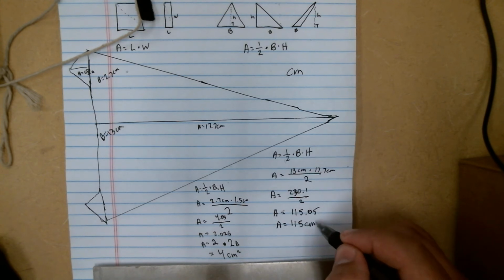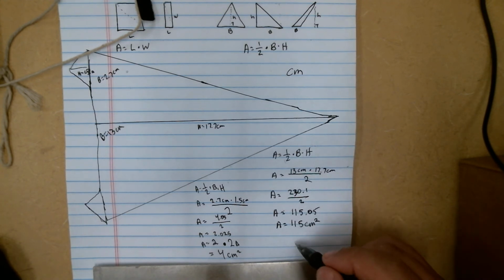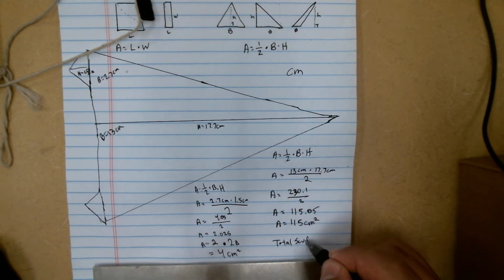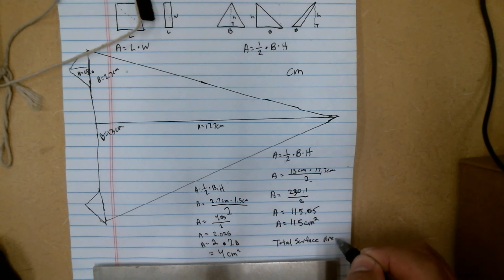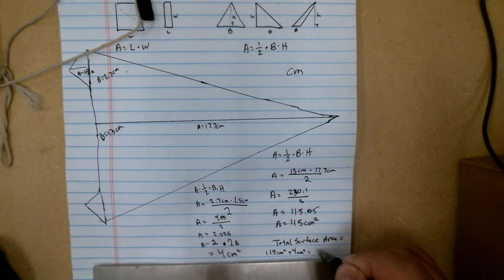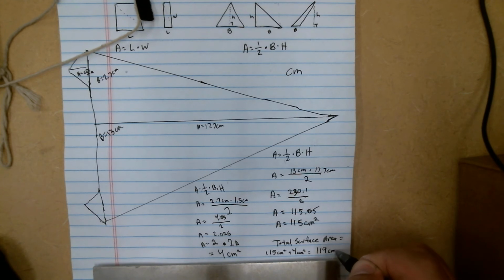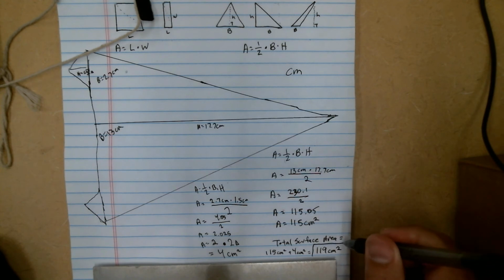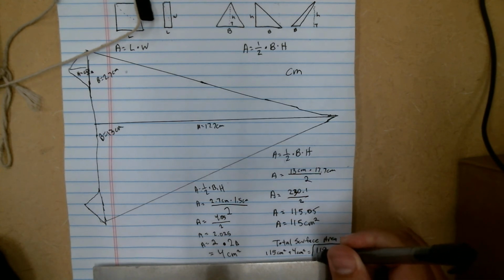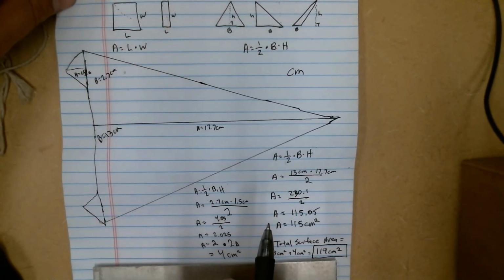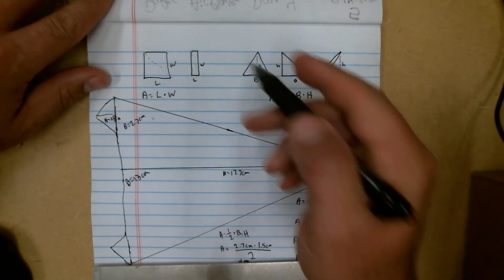We forgot that information. Now you take both of these and add them. So your total surface area equals 115 centimeters squared plus 4 centimeters squared, 119 centimeters squared. Put a nice block around it so you can find it. So that is it for day 2 of your design proposal. Don't forget at the top to put your name of the title.